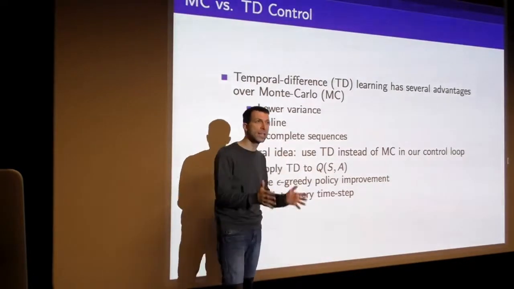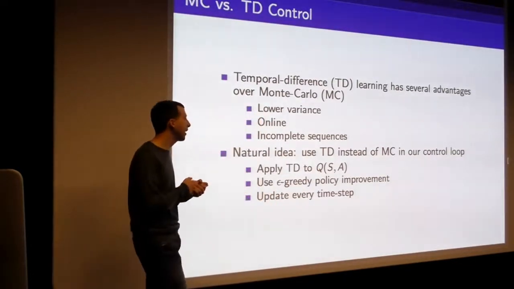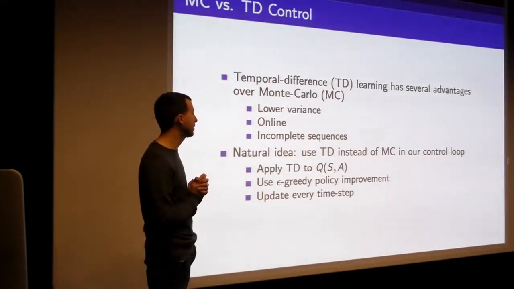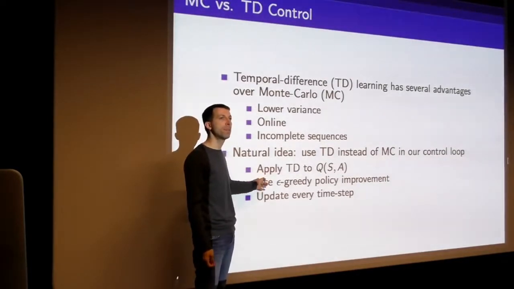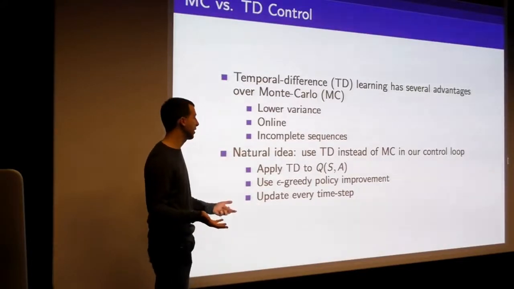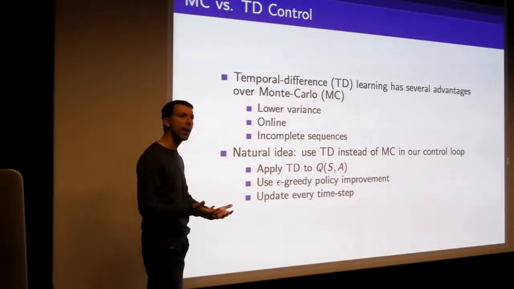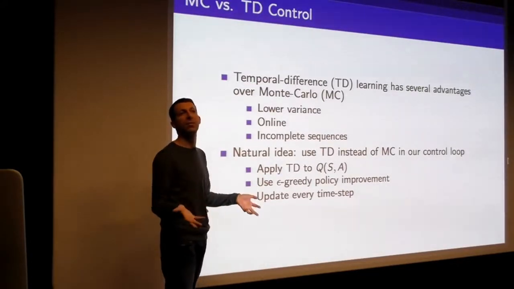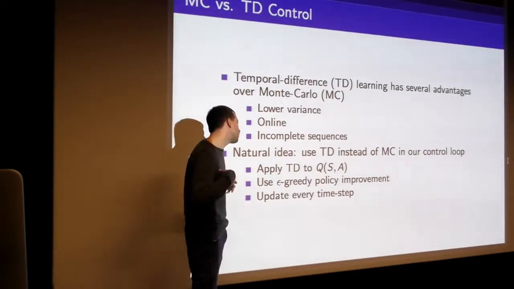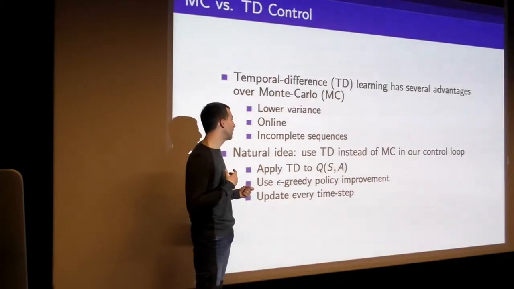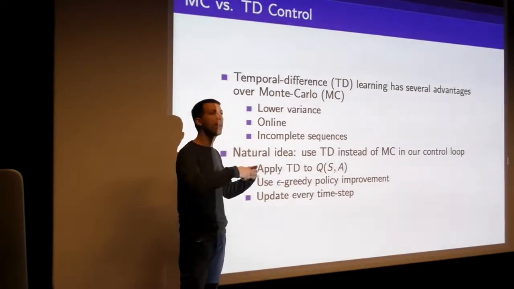So let's just slot in TD learning in place of Monte Carlo policy evaluation, and continue to use epsilon greedy policy improvement. And that's immediately going to give us an algorithm that we can apply, which is probably the best known algorithm in reinforcement learning. And the only difference we're going to make is because TD can operate at this higher time scale.